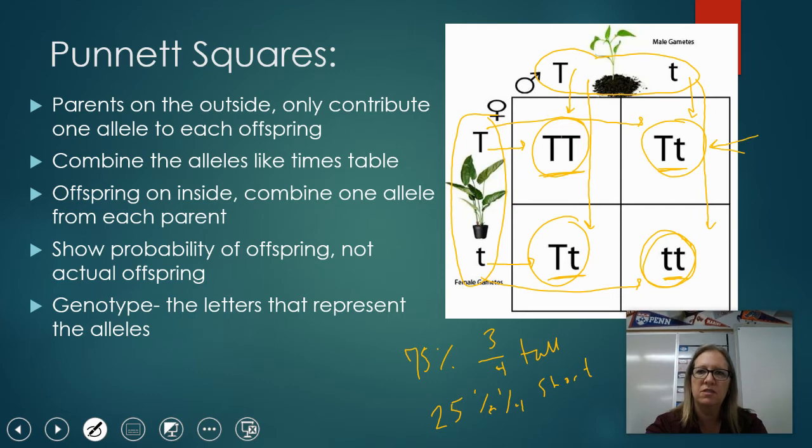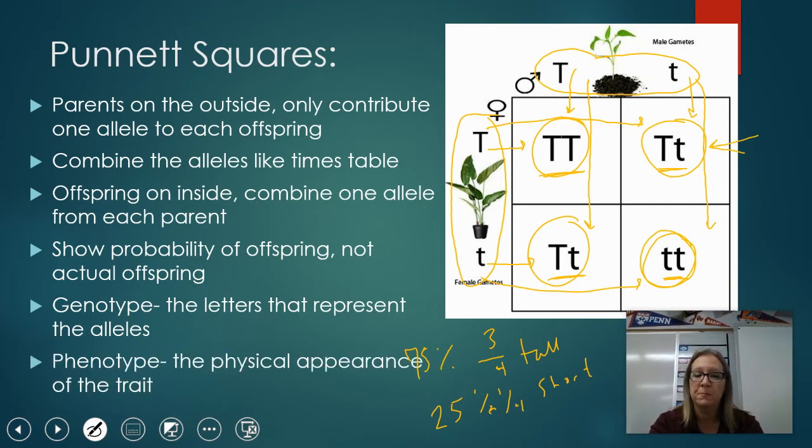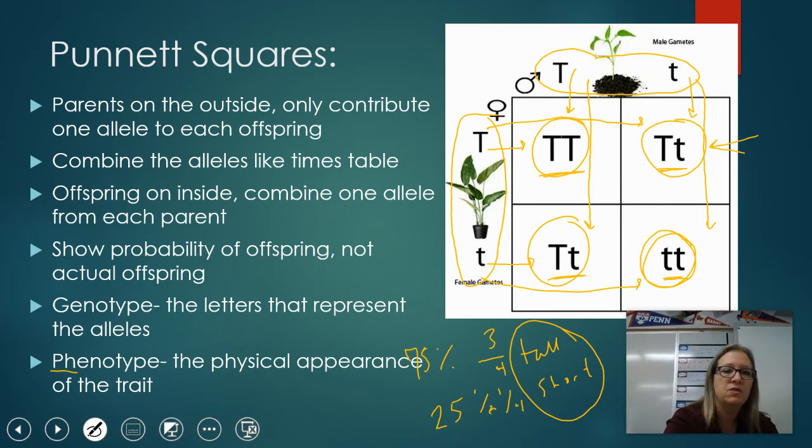So these letters inside of this Punnett square right here, those are known as the genotype. The phenotype is the actual physical trait. So whether they are tall or short, that's called the phenotype. And I always remember that because phenotype starts with pH, and physical appearance also starts with pH. The genotype is more about the actual alleles on the genes, okay?